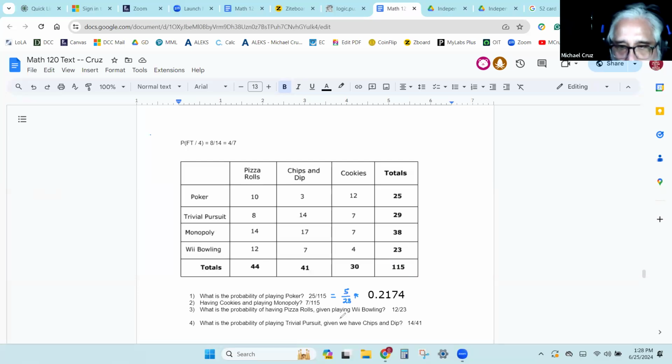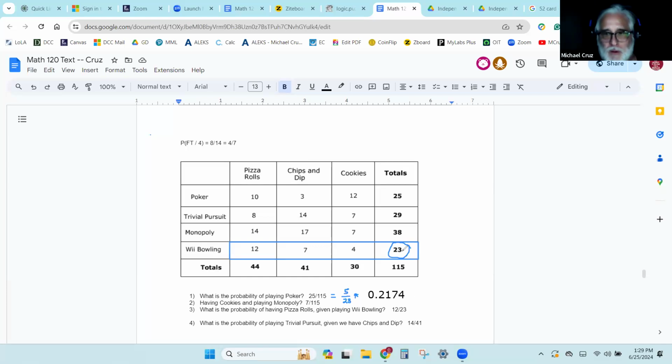Given playing Wii bowling. So Wii bowling is what I want to look at first. And I'm particularly interested in right now that 23, because that's the total number of people playing Wii bowling. All right. That's our condition. So the other ones that make up the 115, we're not worried about those. So now our denominator is 23. That's what conditional probability does. It takes some of the set away.